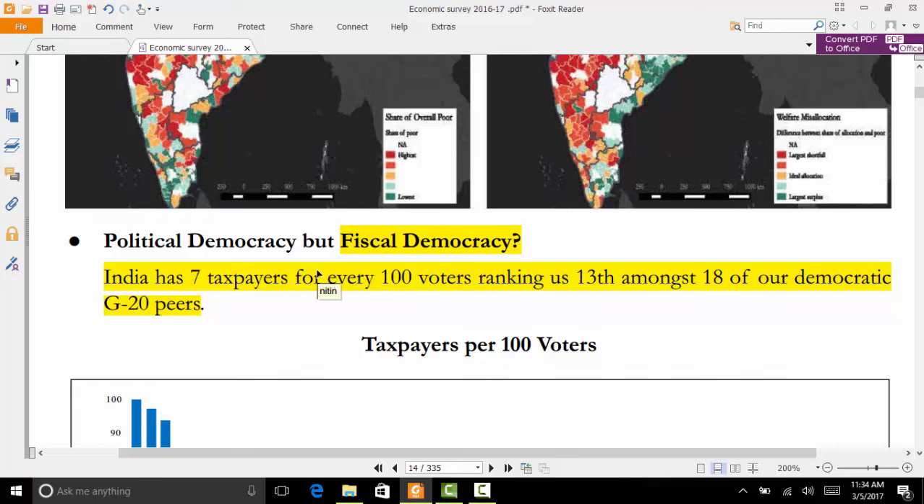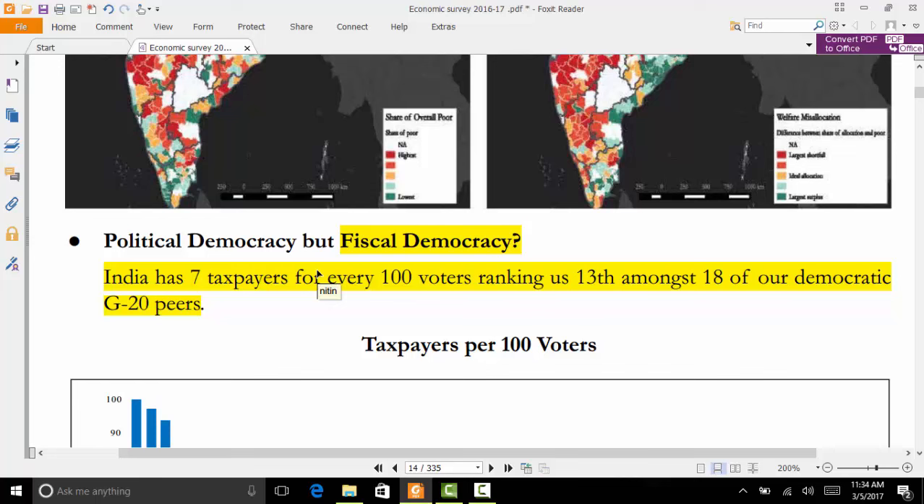Fiscal democracy, what do you mean by fiscal? Means how the government spends money and how the government raises money from the people, resources. Now from where do these resources come? Taxes. So fiscal democracy means whether people participate in paying taxes or not. So that's why the statement questions the fiscal democracy of India. We are a politically democratic country, but poor on fiscal democracy.